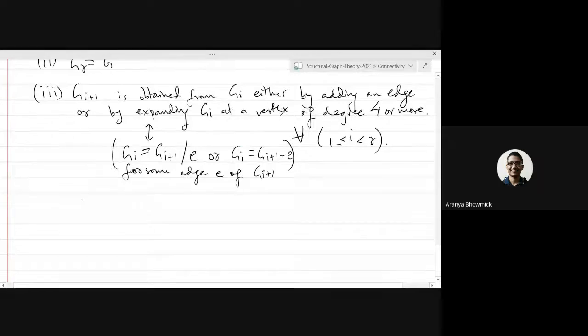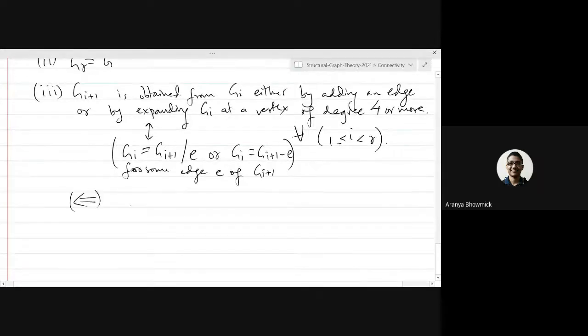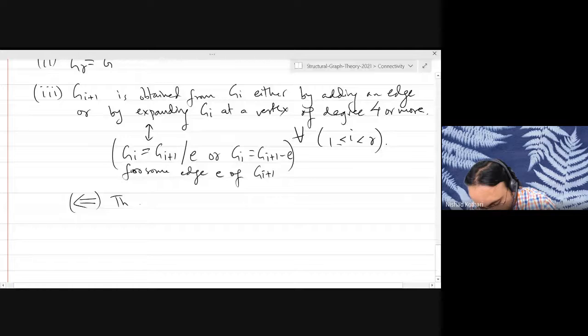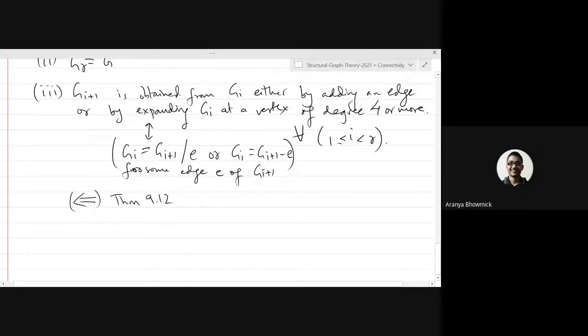Sir, I think that will be easy to see. If G is 3 connected, then G plus e will be 3 connected. That is very easy from the definition. Yes, sir. Yeah, yeah.